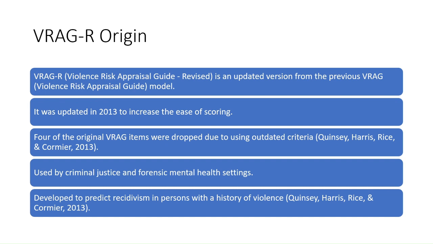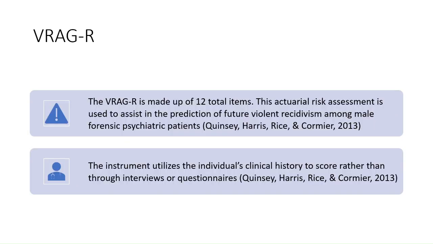It is used by criminal justice and forensic mental health settings. It was developed to predict recidivism in persons with a history of violence. The VRAG-R is made up of 12 total items. This actuarial risk assessment is used to assist in the prediction of future violent recidivism amongst male forensic psychiatry patients. The instrument utilizes the individual's clinical history to score rather than interviews or questionnaires.